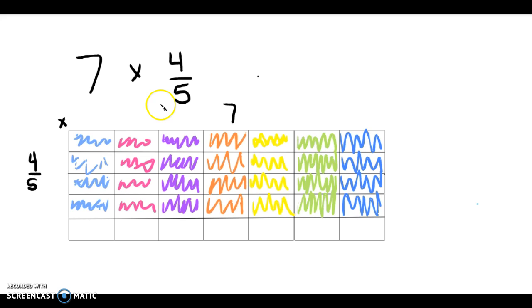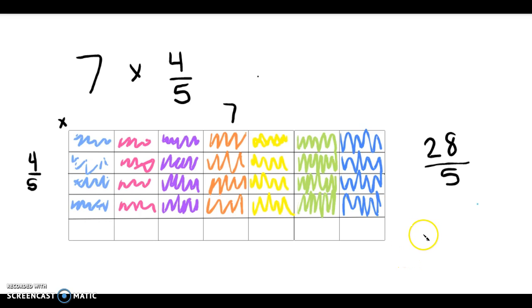Now the way you find an answer out of a picture like this is just by counting up your squares. Remember they're in fifths, so this would be 1/5, 2/5, 3/5, 4/5, 8/5, 12/5, 16/5, 20/5, 24/5, and 28/5. Okay, so that would be your improper fraction answer to 7 by 4/5 using the area model.